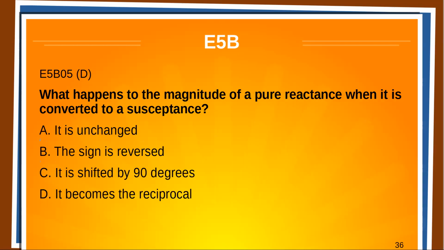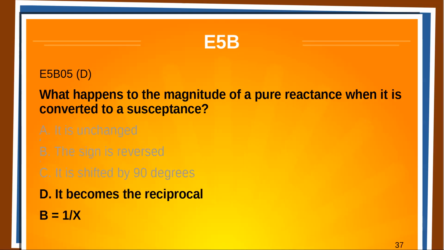What happens to the magnitude of a pure reactance when it's converted to a susceptance? That's a reciprocal. Reciprocal. The key there in the question is magnitude. So you're not talking about phase anymore, or the sign, just magnitude, the length of the vector.